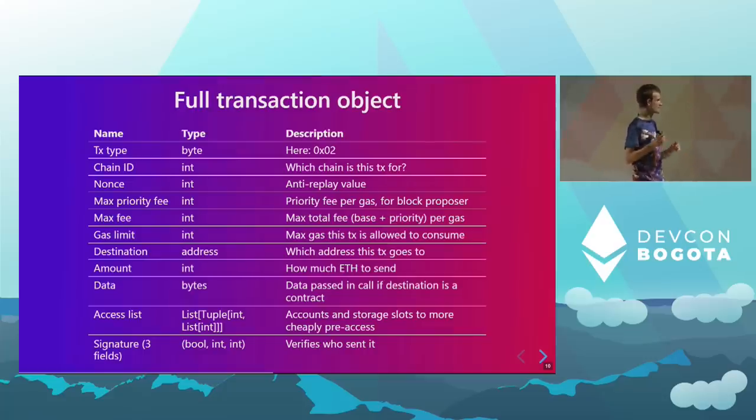Gas limit, the maximum gas the transaction is allowed to consume. Destination, which address the transaction goes to. The amount, how much ETH you're sending. Data: if you're calling a contract, then what is the data that gets passed in the call. Access list is a fancy way to access some accounts and some storage slots earlier and access them a little more cheaply. And then the signature is a cryptographic thing that verifies who sent the transaction.